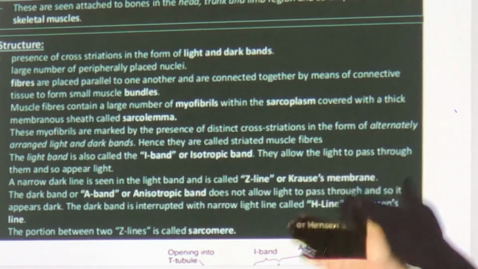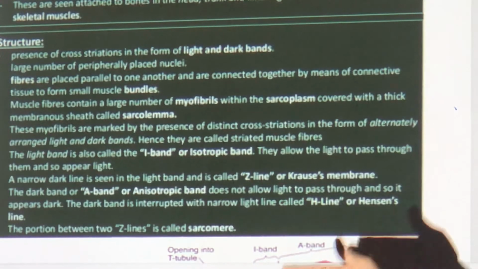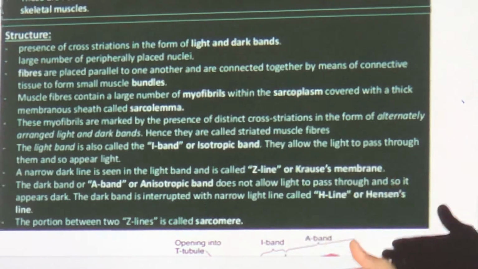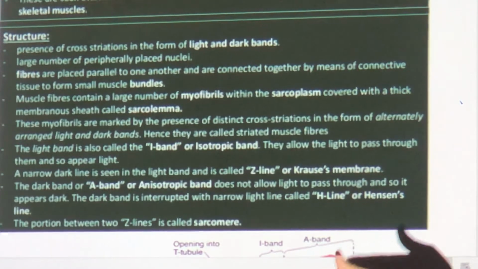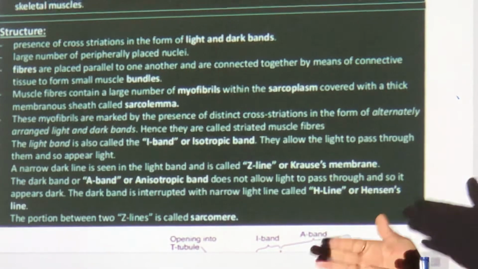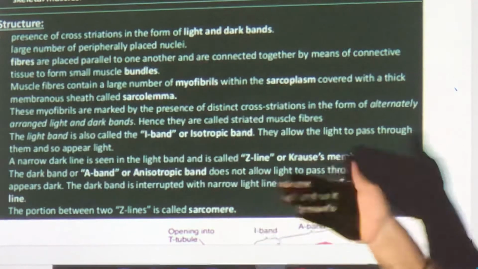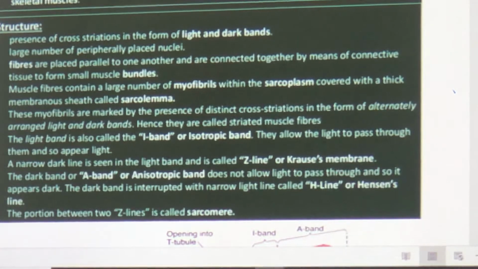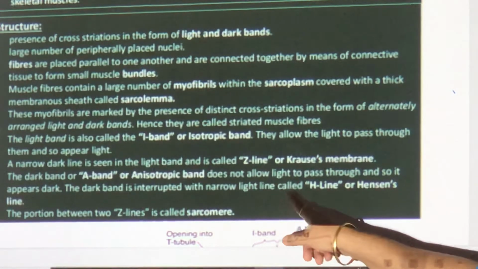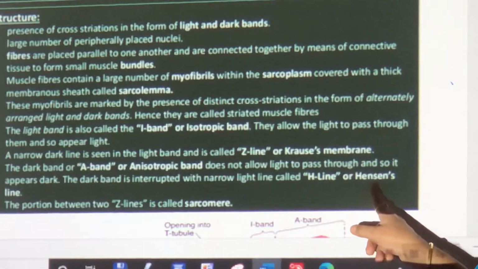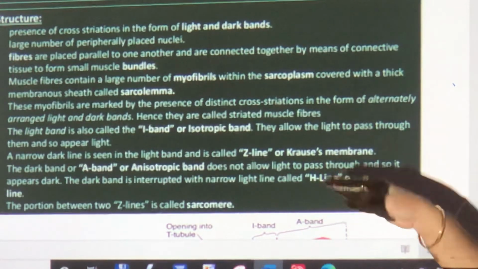So I band and A band. I for isotropic, A for anisotropic. Light can pass, light cannot pass through it. And the gap between the dark and light is the Z-line, the sarcomere is between 2 adjacent ones. Okay? And between 2 light is called the H-line or Hensen's line, named after the scientist. We have seen the diagram. Do not worry.